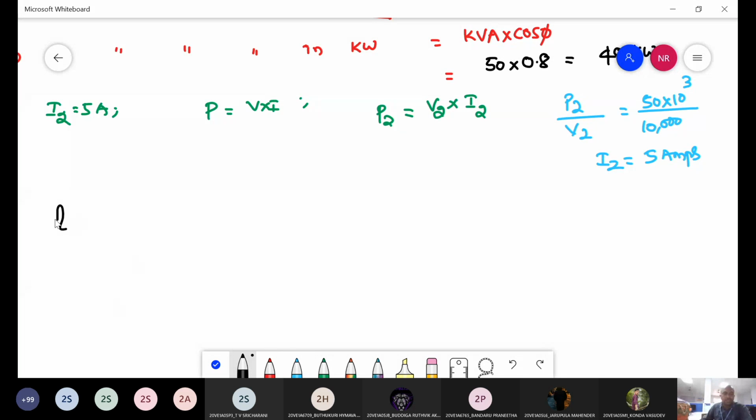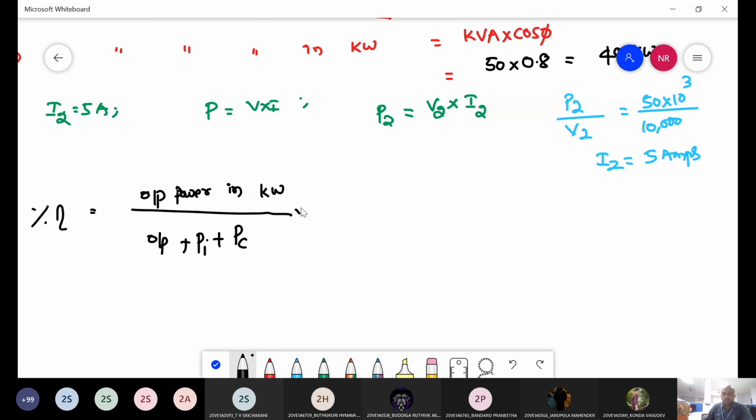Then efficiency at full load is output power in kW by output plus iron losses plus copper losses. If you want percentage, multiply by 100. So what is the output power in kW? 40 kilowatts. 40 into 10 to the power 3 by 40 into 10 to the power 3 plus iron losses. The iron loss value is given: 1200 at full load.